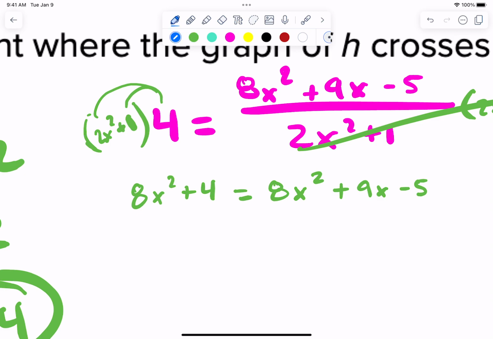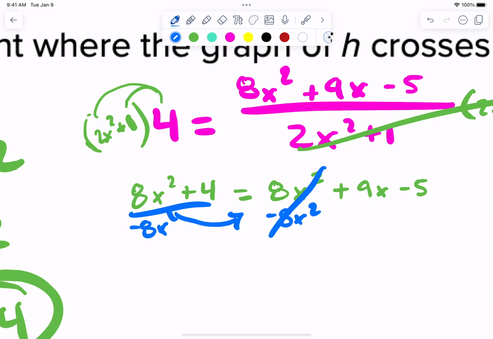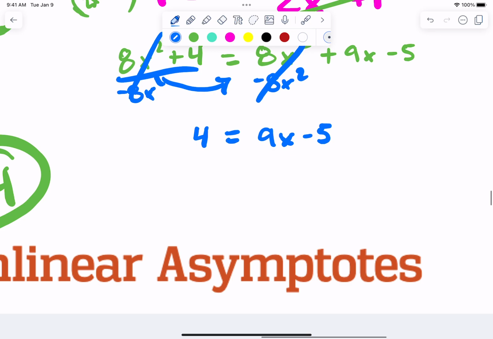Okay, now what? We can move all this stuff over to the other side. 8x squared minus the 8x squared, so it goes away, and minus the 4. And minus the 5? No, add the 5. Actually, yes, that's what I did. The 8x squared is going to go away, so you have 4 equals 9x minus 5. Typically, I want to get everything to one side if I'm dealing with a quadratic function, but now I don't have quadratics anymore because the 8's are gone. So I just want to get the x by itself. I'm going to leave the 9x on the one side and add the 5 over.